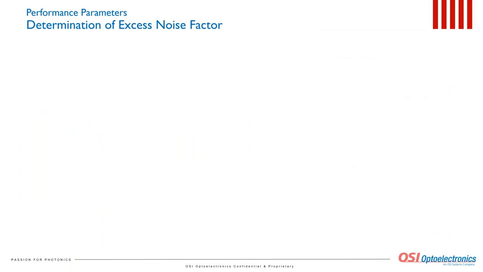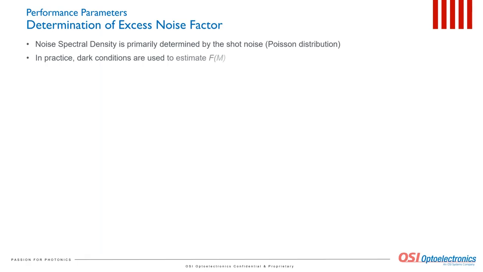This is probably one of the most difficult parameters to determine. In fact, each design of APD may require a unique approach, and it may become more like an art rather than science and technology to determine the F factor value. The noise spectral density for APD is determined primarily by the shot noise obeying the Poisson distribution. In practice, the dark current conditions are used to estimate the excess noise factor using the following equation.